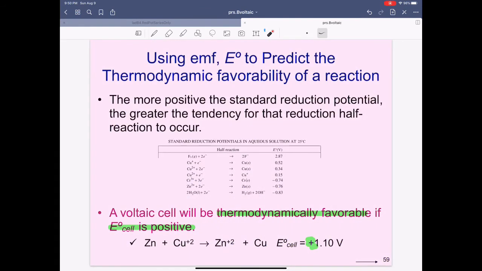The punchline of all of this is that a voltaic cell, a galvanic cell, or a battery will be thermodynamically favorable. It will actually happen if and when the E cell is a positive value. Again, we had positive 0.8, 0.9. The actual value should, in theory, be 1.1 volts.